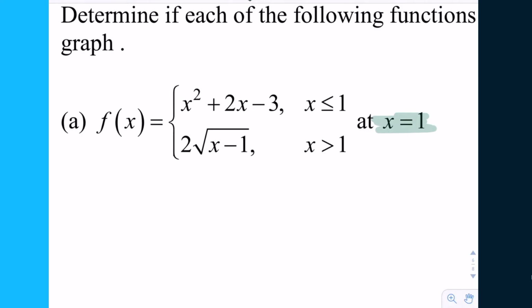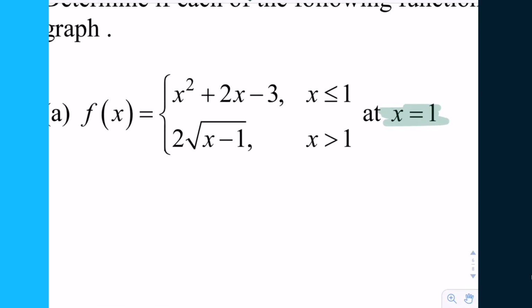So I will specify the x value. Notice then, to the left of 1 and at 1, it's defined by this parabola, which is continuous everywhere. All polynomials are. So it's going to stop at 1. And then this radical function picks up at 1, and runs to infinity. So I just want to know at x equals 1, are they exchanging the y values correctly? Well, let's see without graphing it.